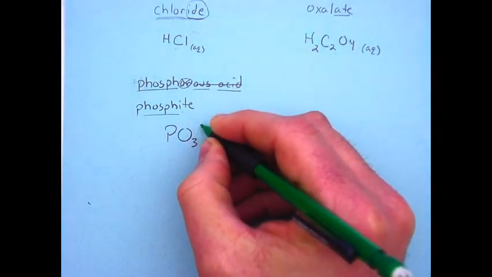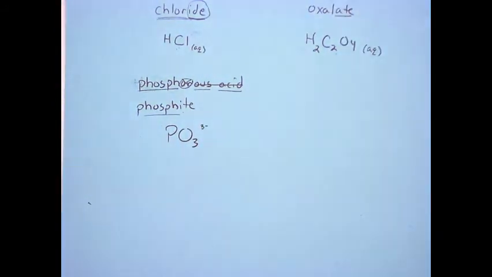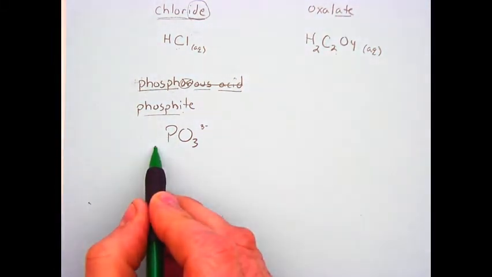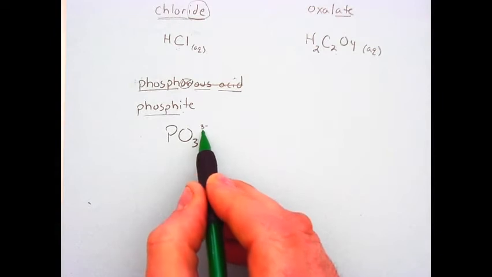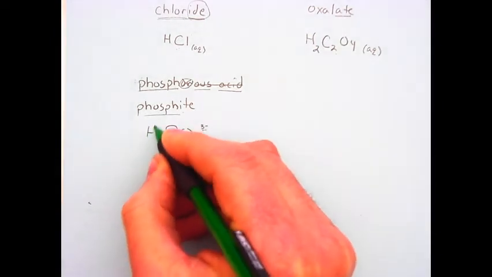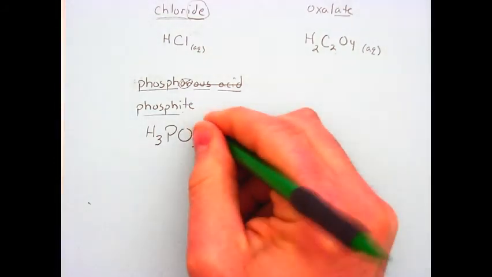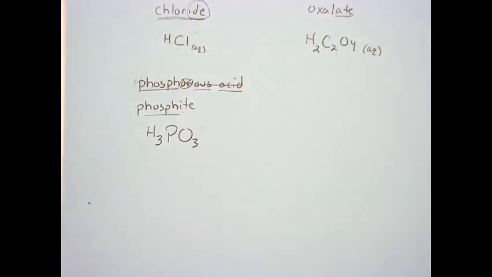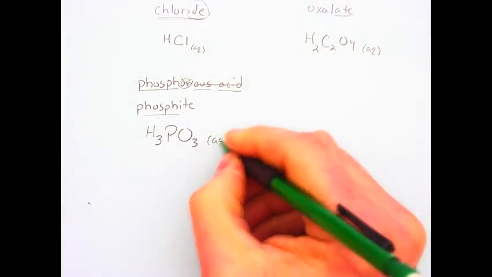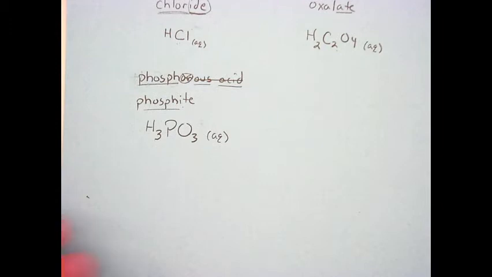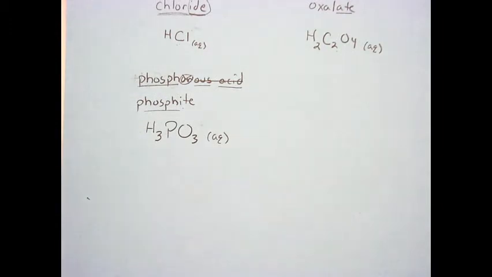PO3, -3. Since it's an acid, it must have one hydrogen in front for each negative charge. -3 means it's going to be H3PO3. We erase the negative charge, and we finish it off by having an AQ. Next, that is for the acids.